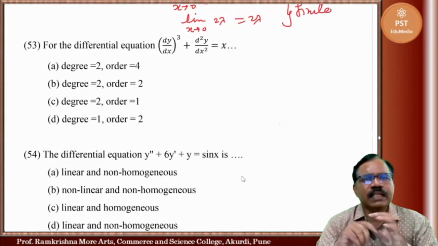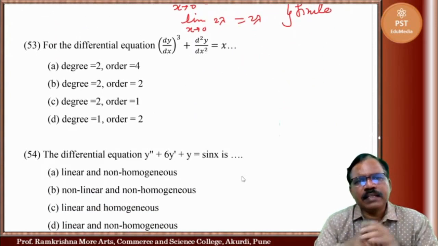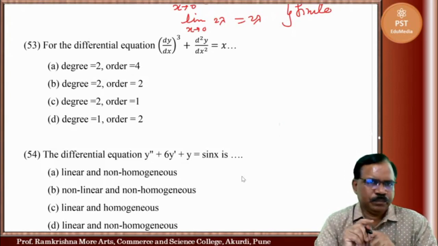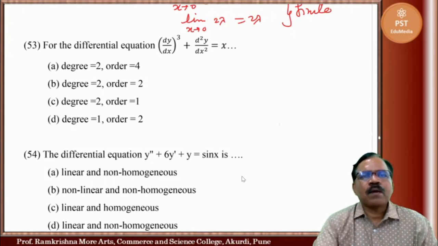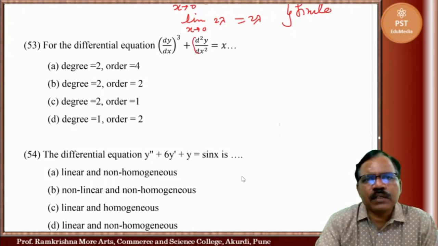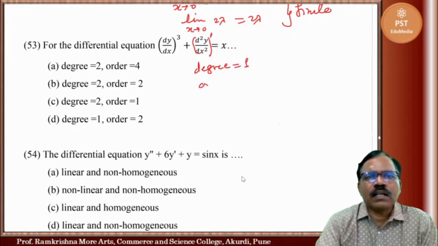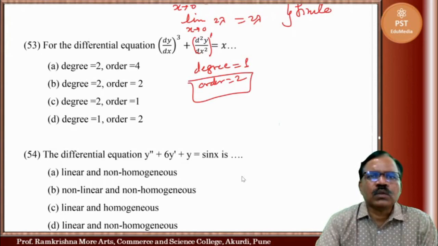For the differential equation dy by dx bracket cube plus d2y by dx square is equal to x, what is the degree? Now the highest order derivative term is this. Its power is 1. So degree is 1. And order is 2, that of the highest order derivative term. So degree is 1, order is 2.